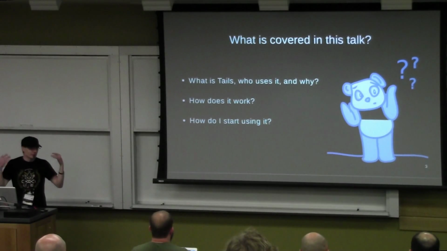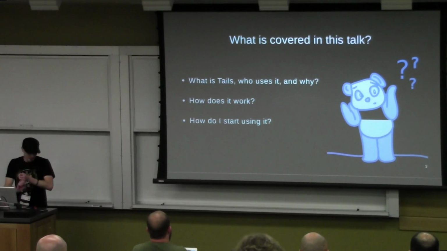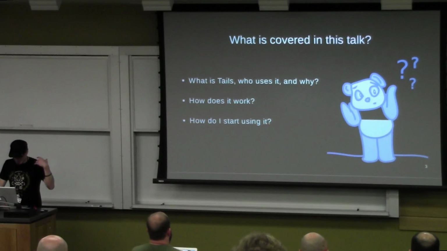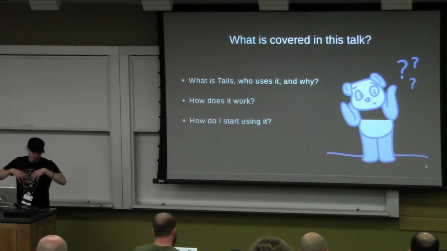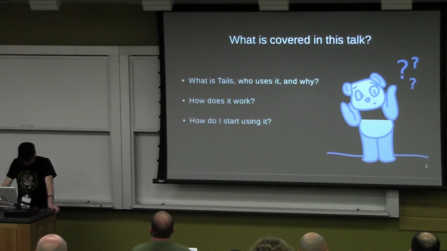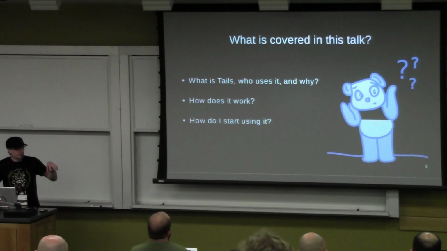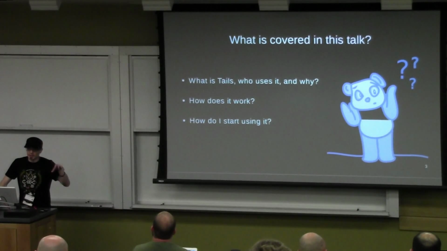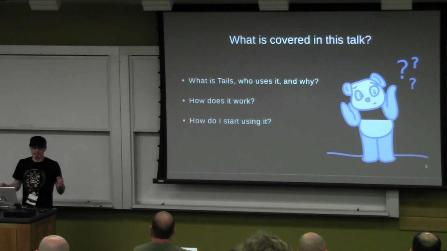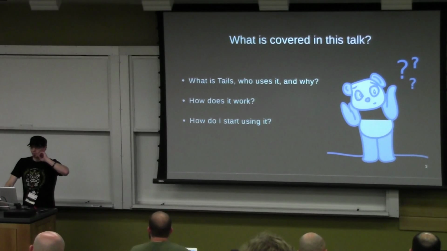Anyway, so as far as the scope of this talk, we're going to cover what Tails is, who it is that uses Tails, and why, as well as some of the mechanisms that it uses to achieve what it does, and also how to get started using it yourself. Some of the things that I won't cover are more in-depth means of anonymous computing, things like Whonix, Qubes OS, Corridor, things like that. If you want to talk about that, we can meet at lunch and discuss those things a little bit more in depth.